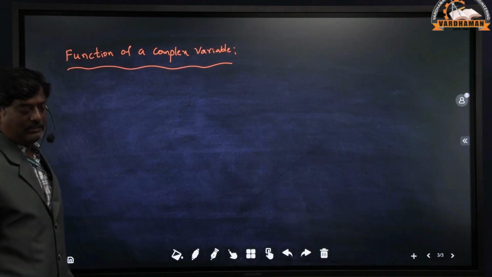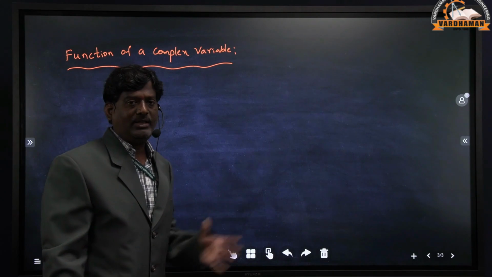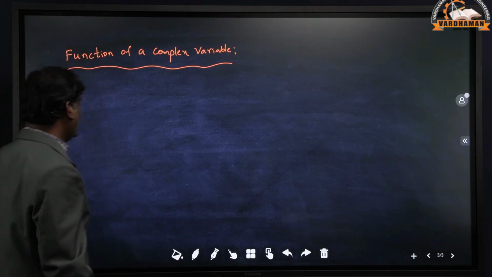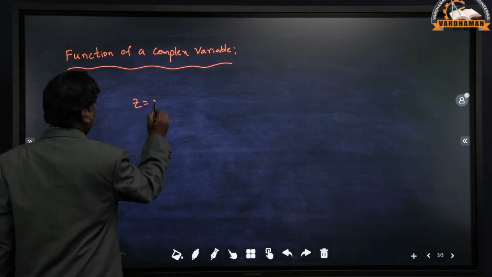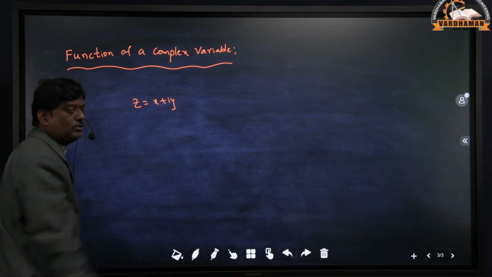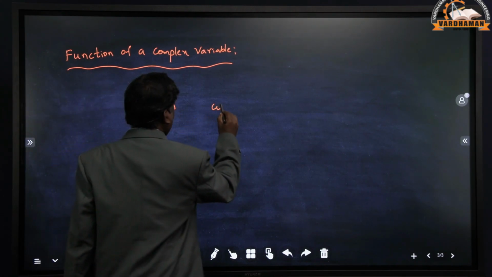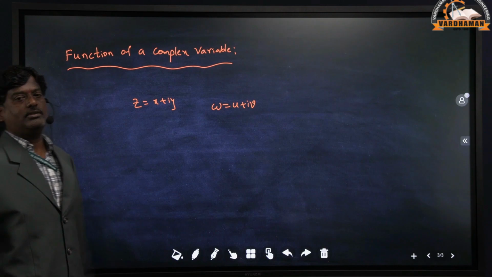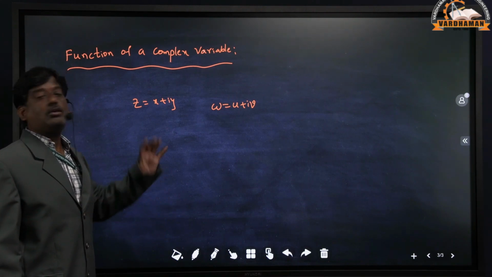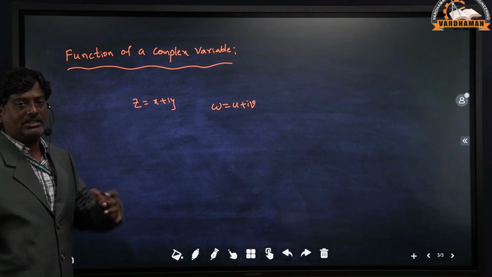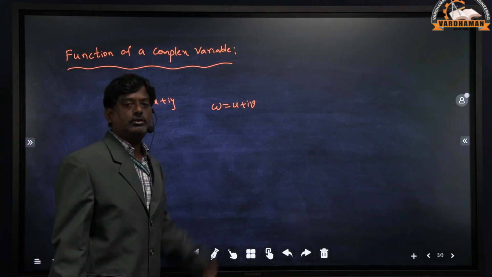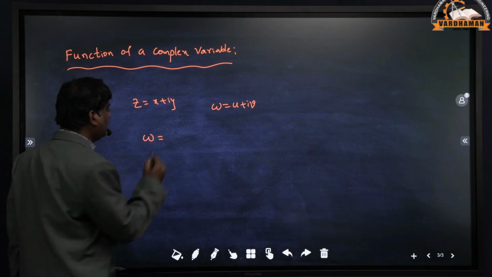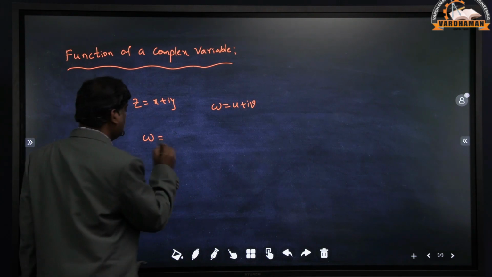Already you know in real theory what a function is. In the same way, we define a function on the complex numbers with a complex variable. For every complex variable z equal to x plus iy, there corresponds one or more values of another complex variable, w equal to u plus iv. Then w is called a complex function.